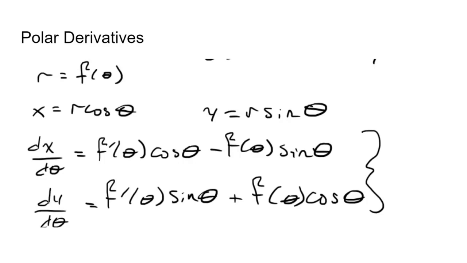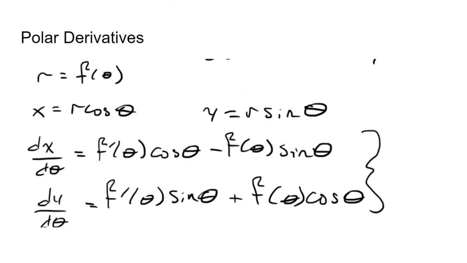Yeah. Plug in r into the equations and take the derivative. Yeah, and then we need the product rule to do it. So those are both correct answers. And so the minus sign comes from taking the derivative of cosine. The derivative of cosine is negative sine.